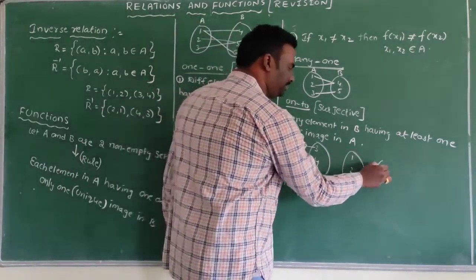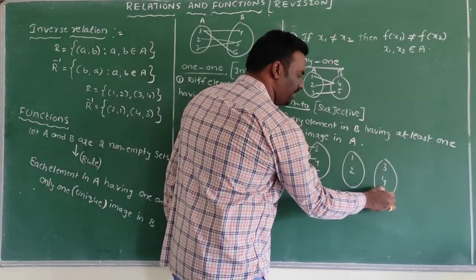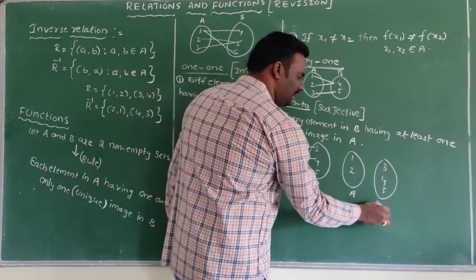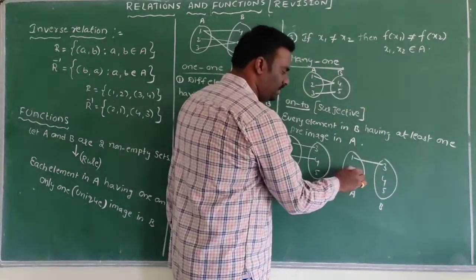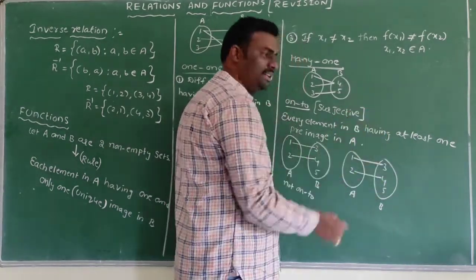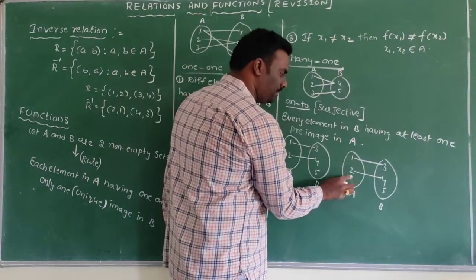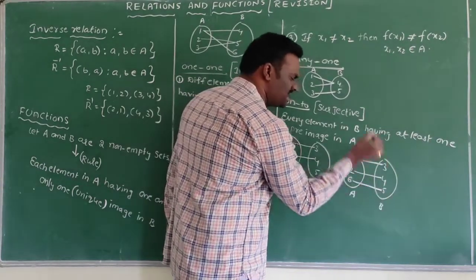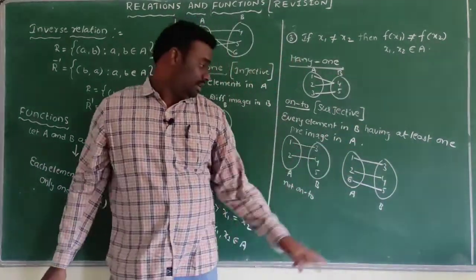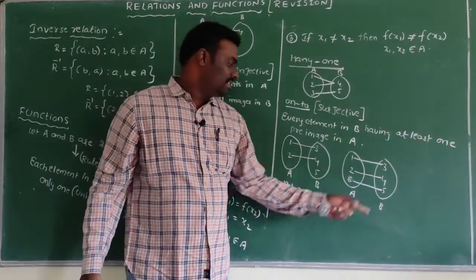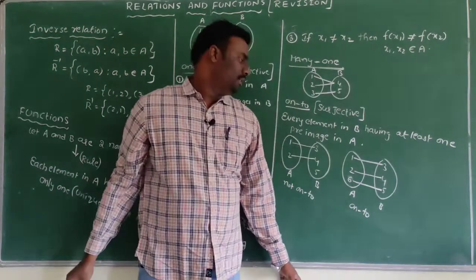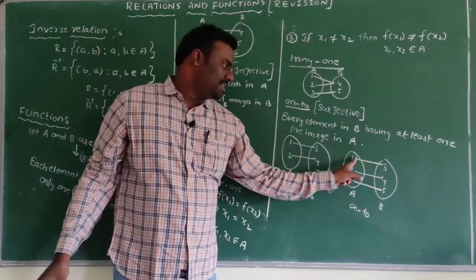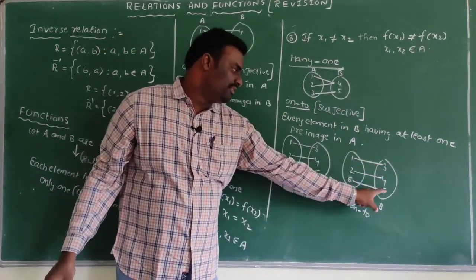Okay, now 1, 2, 3, 4, 5. Same example I took. This is A, this is B. Related. 2 is related. 6 is related. You check it once. This is onto. Why? 3 is having pre-image, 4 is having pre-image, 5 also having pre-image.